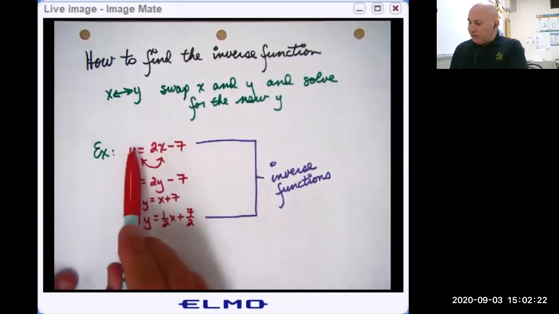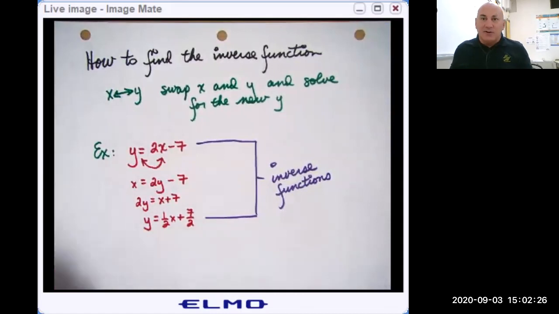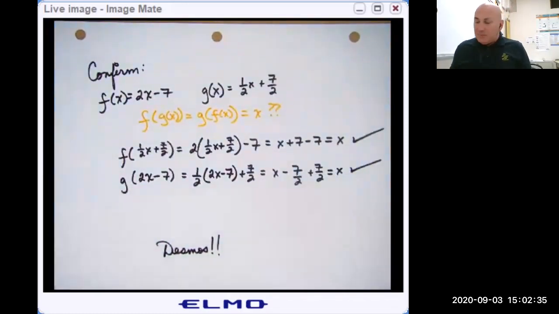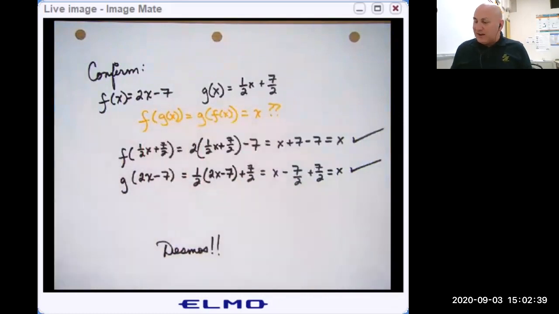So these two functions are inverses of each other. We can confirm that they're inverses by making sure that both f of g of x and g of f of x both give us x.